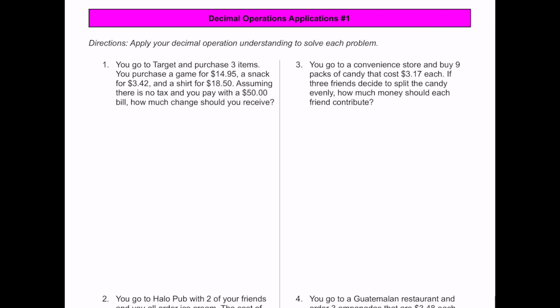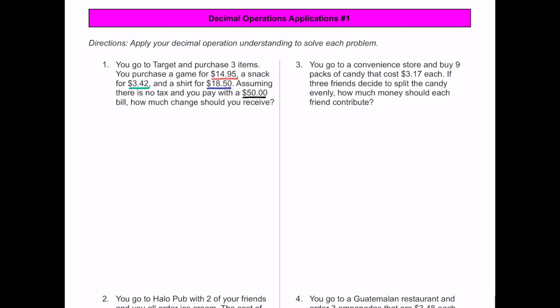Let's practice solving some application word problems that involve decimals. For number 1, you go to Target and you purchase 3 items. You purchase a game for $14.95. Then you buy a snack that's going to be $3.42. And finally, you're going to buy a shirt for $18.50. Assuming there's no tax and you pay with a $50 bill, how much change should you receive?